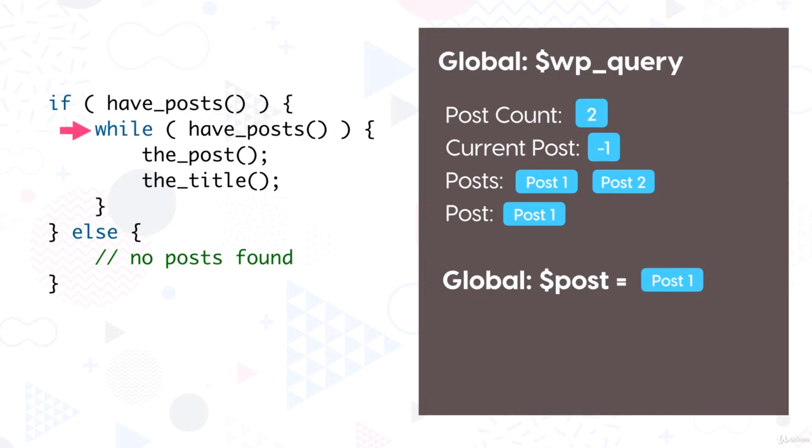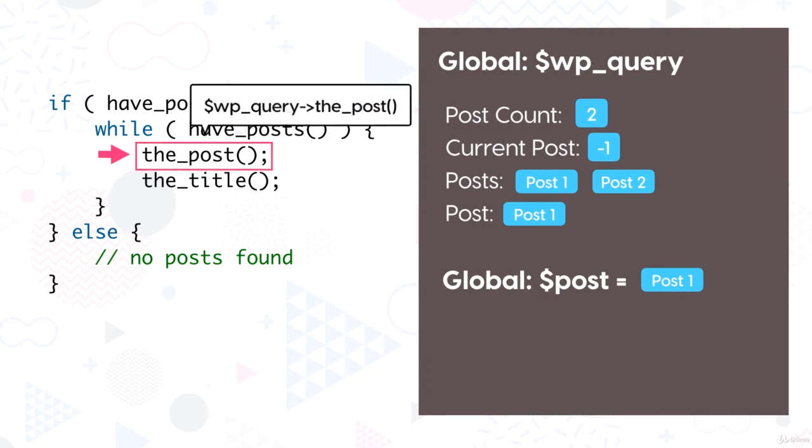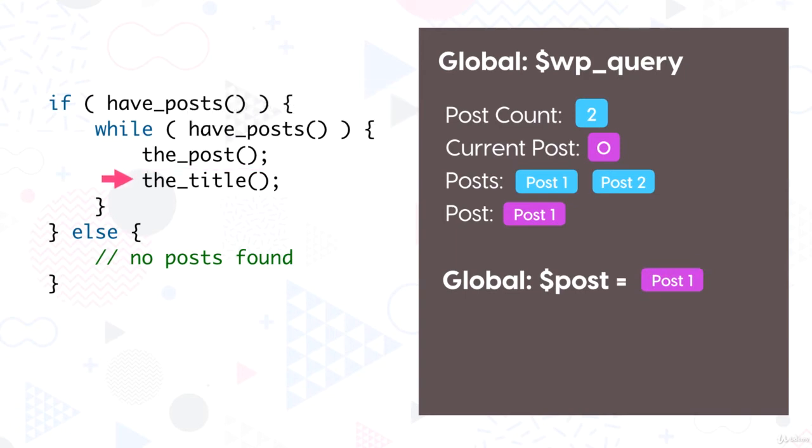So we will enter the loop and move to the post. The post will also call a method called the post on the WP query global object. And what this method will do is that it will increment the current post. So the current post now will be 0. And then it will set the post object to the first post in the post array. So the key post in the WP query object is now equals to post1, and also it will set the global post variable to post1. And now we'll move to the title. The title without any ID provided will go to the global post object and get its title from there. And this way we got the title of post1.